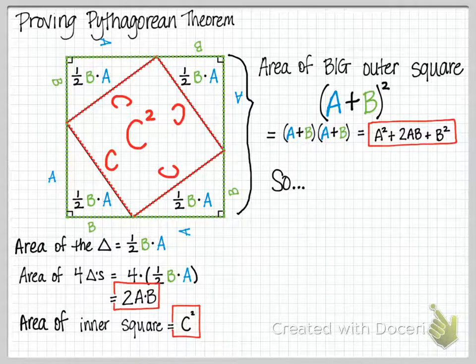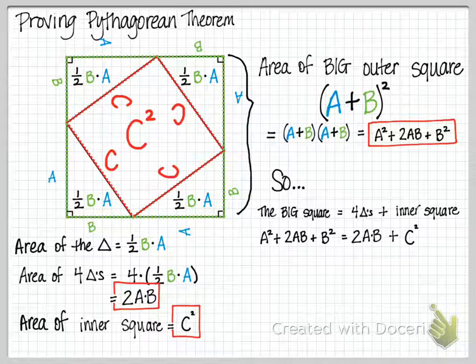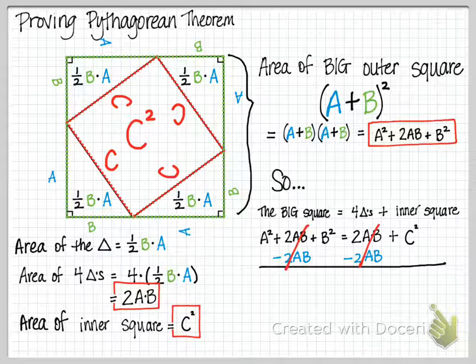So what I have is the big square has area of A squared plus 2AB plus B squared, and that's going to equal the 4 triangles, 2AB, plus the inner square C squared. Now notice on the left side and the right side of the equation I have a 2AB. So I'm going to get rid of that since it's on both sides, and that's going to go away.